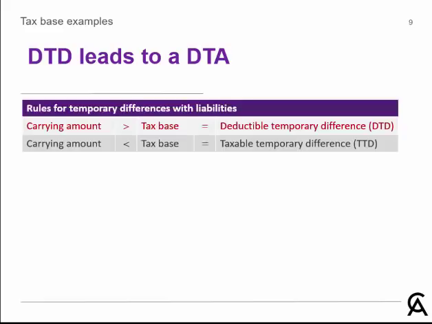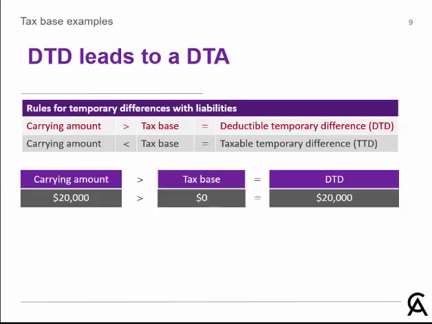So let's work out what sort of temporary difference we then have. So there's our formula that we apply in relation to a liability. So we can see those different approaches up the top depending on our values. Our liability has a carrying amount from our balance sheet of $20,000. The tax base we just calculated was zero. Therefore, we have a deductible temporary difference of $20,000.